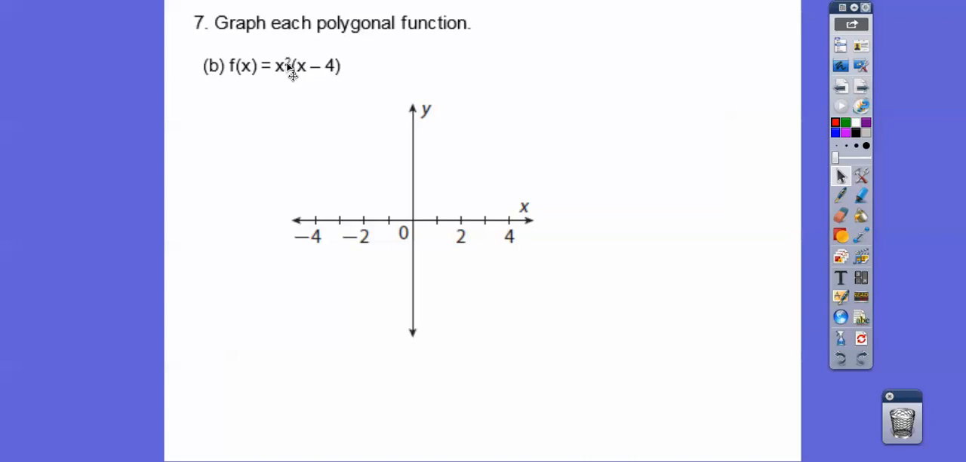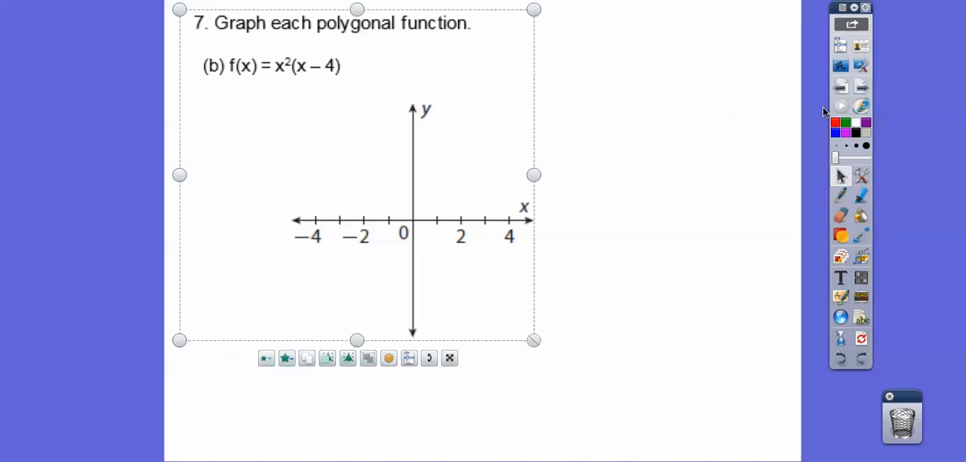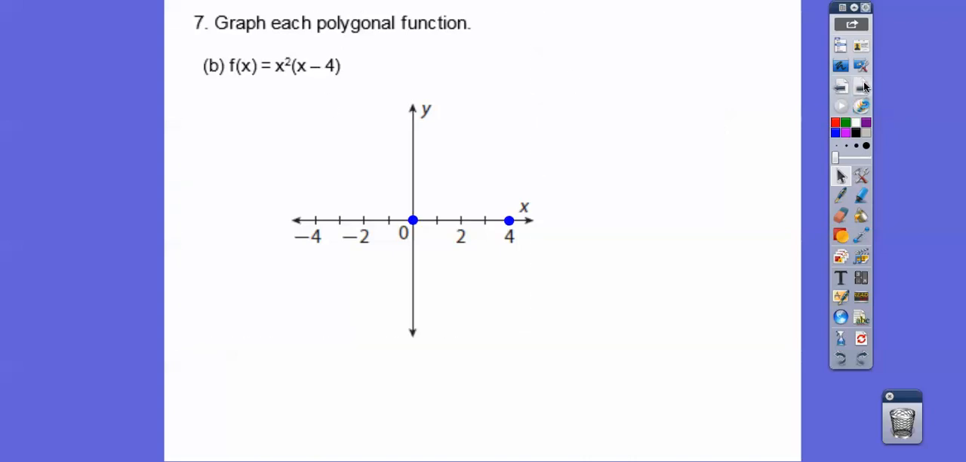All right, so this x squared says it's a double root, which just means that the graph is going to be tangent at x equals 0. Okay, and so we have another x-intercept at x equals 4. All right, so there they are, 0 and 4. So there's 3 x's, so it's going to start down here and go up here, just like the slope of a line.